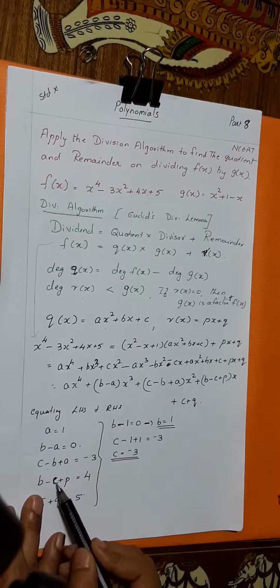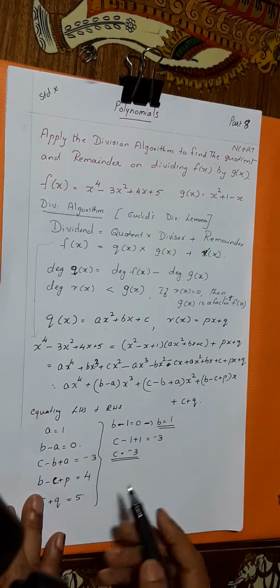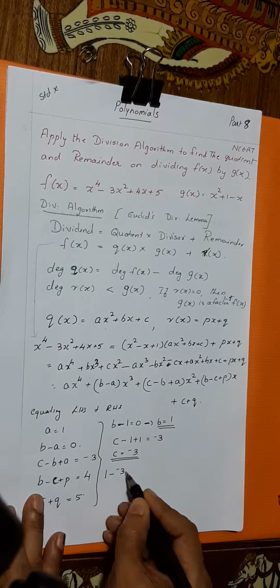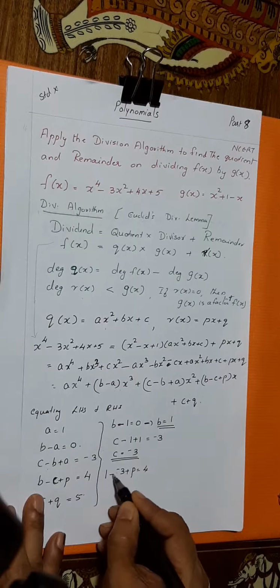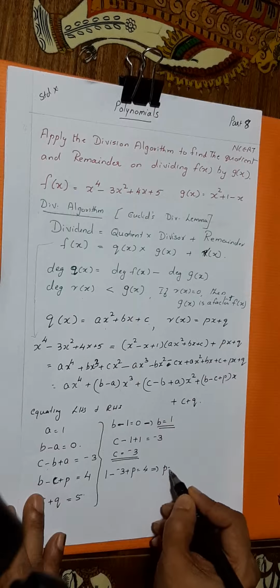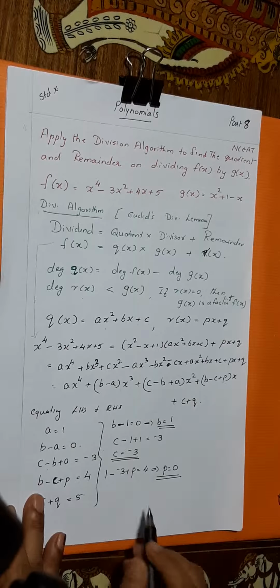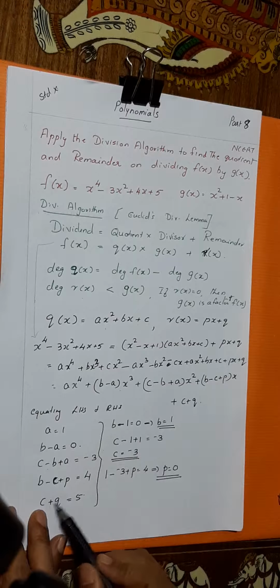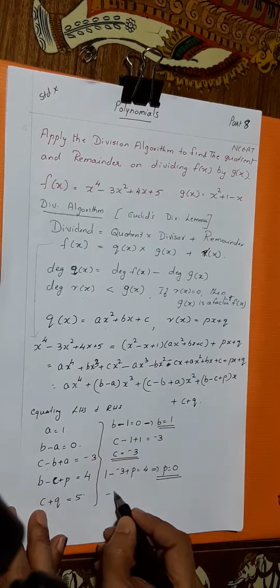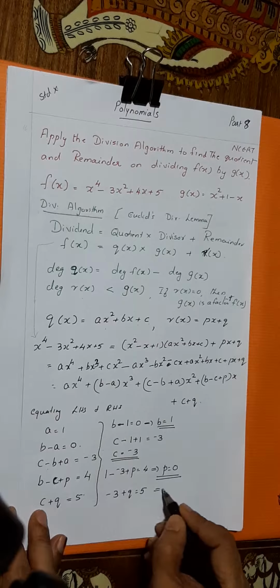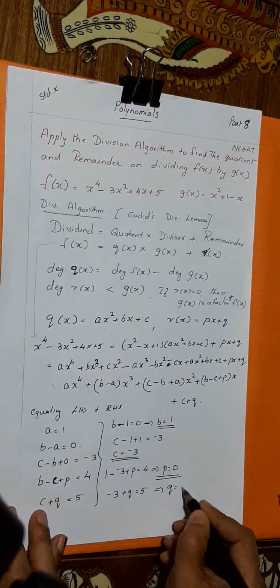Now we substitute this value here. So b we have 1. So 1 minus minus 3 plus p equal to 4. So 1 plus 3 is 4. So p equal to 0. Now substituting c here, minus 3 plus q is equal to 5. So from this you will get q is equal to 8.